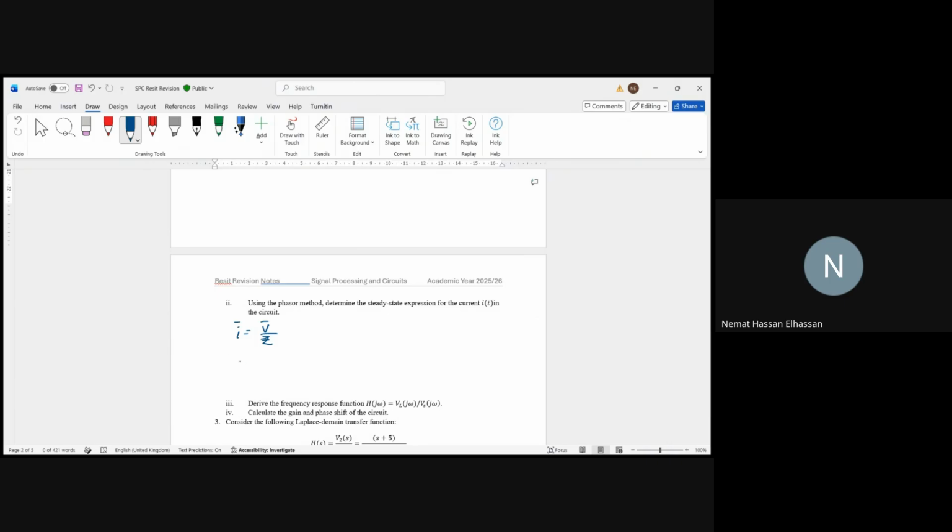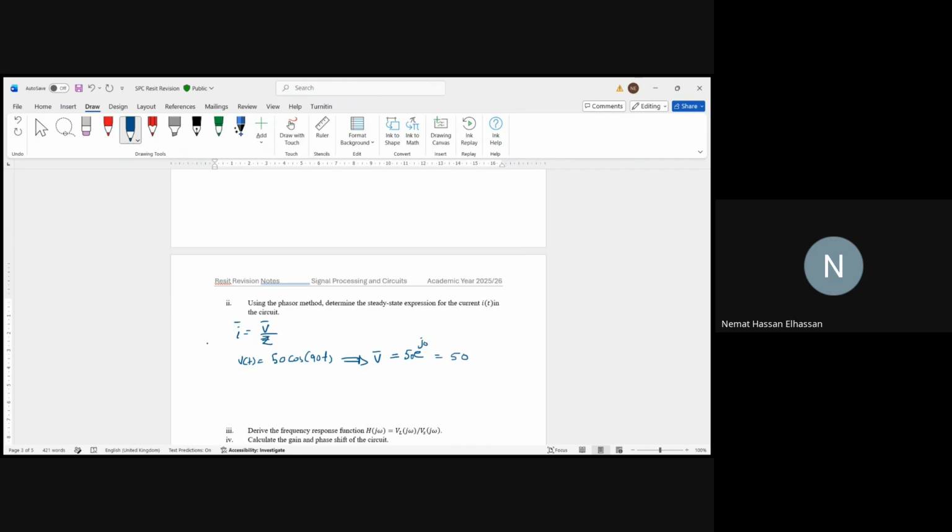We know that V of t is equal to 50 cosine 90t, which means that the phasor of V will be equal to 50 e power j 0, or in other words, 50. And we already evaluated the phasor of the impedance Z from part 1 in the question, so we can say that Z phasor is equal to 1766.9 e power j 83.5.